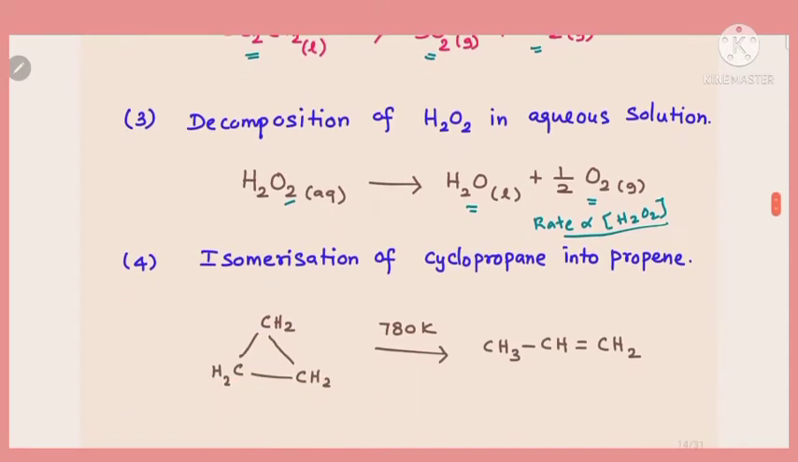The last example I have given here is isomerization of cyclopropane into propene. This is cyclopropane, a cyclic compound with 3 carbon atoms, which on isomerization gives an open chain compound, propene. Even this is an example of a first order reaction, which means the rate of this reaction depends upon the concentration of cyclopropane. So these are some examples of first order reactions.